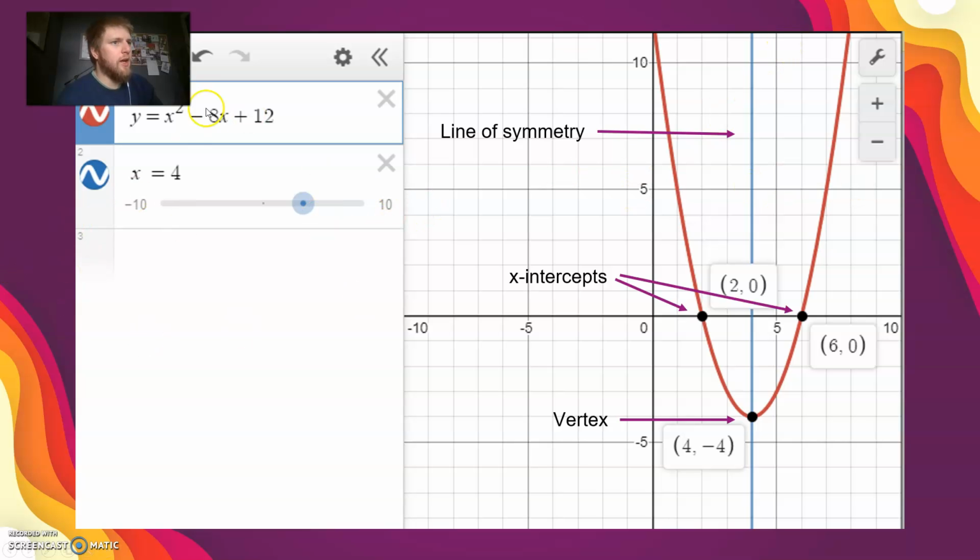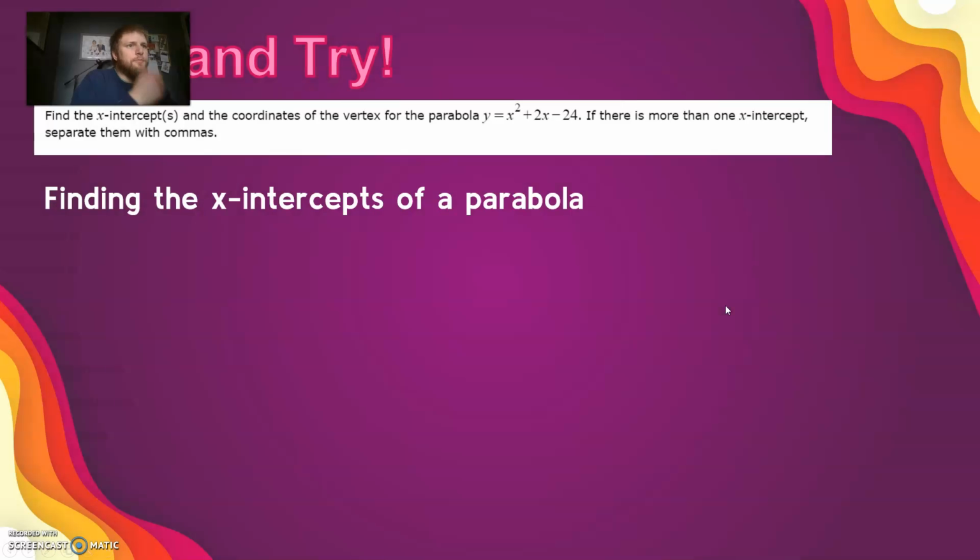I graphed just the line x equals 4, and you'll notice it cuts our parabola right in half. Symmetry means that if you folded it on a piece of paper, it would look identical, and you can see that this parabola looks identical on either side of this blue line. That is our line of symmetry. So we used the line of symmetry to find the vertex, and we used factoring or the quadratic formula to find our x-intercepts.